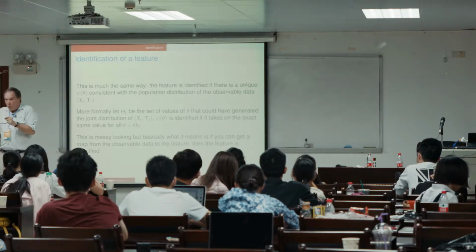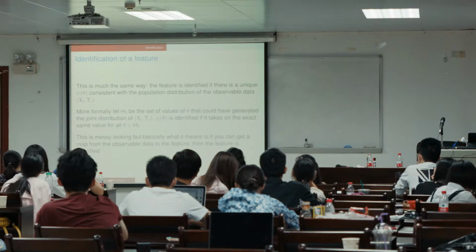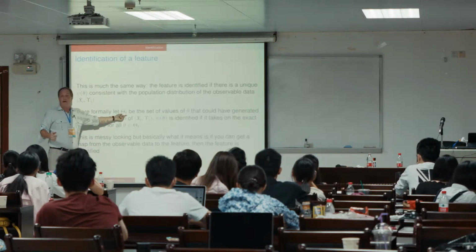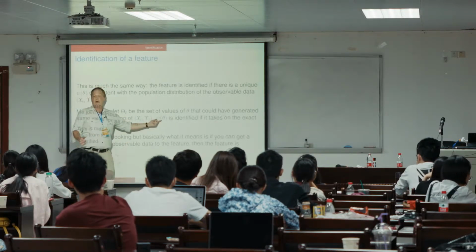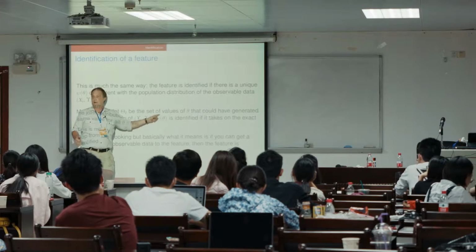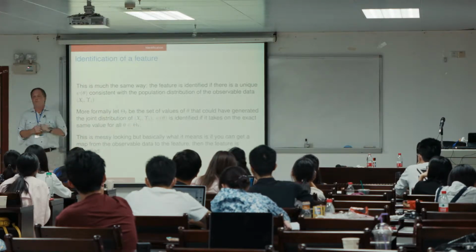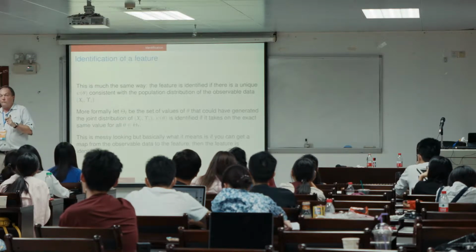So there's more than one value of theta that could have generated the model. But it's possible that even though you have more than one value of theta that can generate the model, all of them give you the exact same psi of theta. Okay? So here's a more formal definition of identification of a feature.